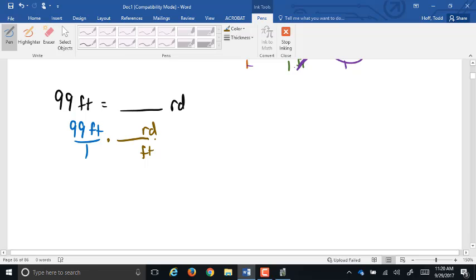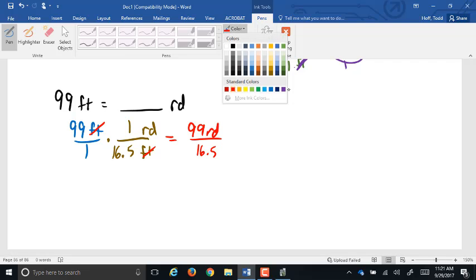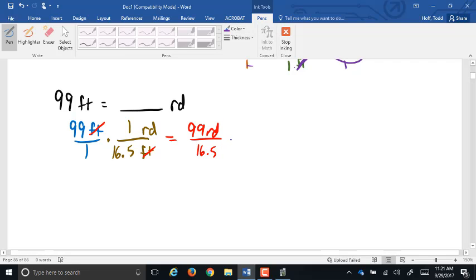And on top, I'm going to use rods. Now, to find the relationship between them, first thing I usually do is find which unit is larger. What's the larger unit there? The rod. So that one's going to be the 1 rod. 1 rod is how many feet? 16.5. So the feet do cancel out. 99 times 1 rod is 99 rods. 1 times 16.5 is 16.5. And now we have to divide this out to get our answer. 99 rods divided by 16.5 is 6.